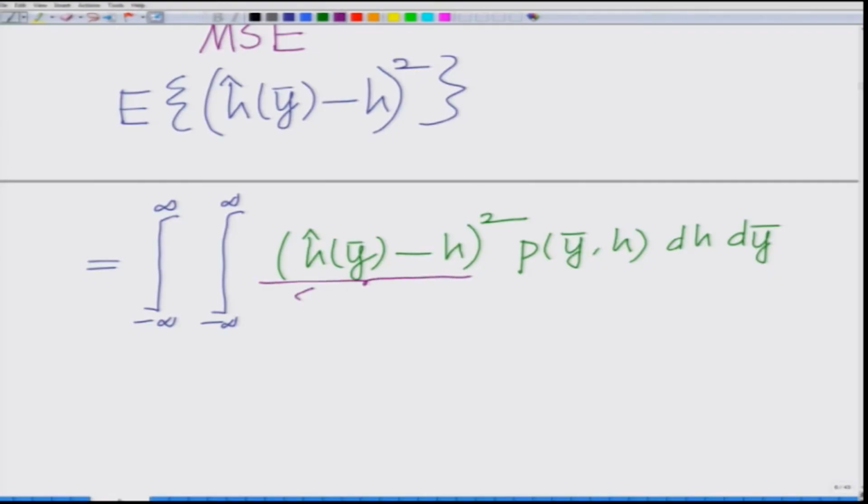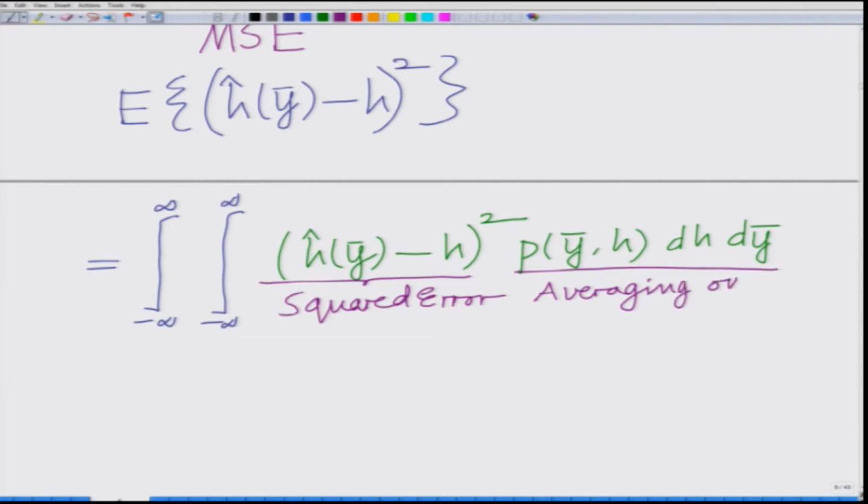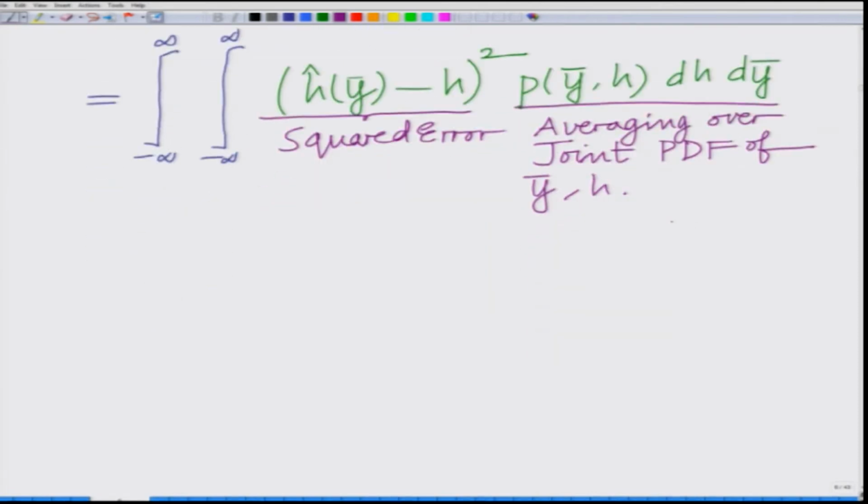This is the squared error, which is a function of y bar and h, and what we are doing here is averaging over the joint PDF of y bar comma h. And now I am going to use an important property of this joint probability density function to simplify this expression.